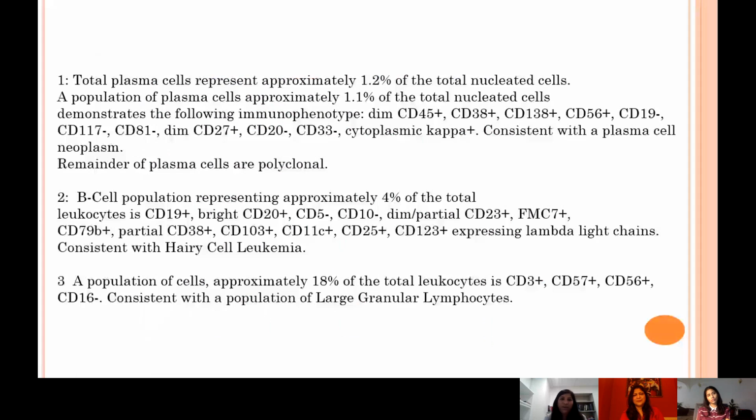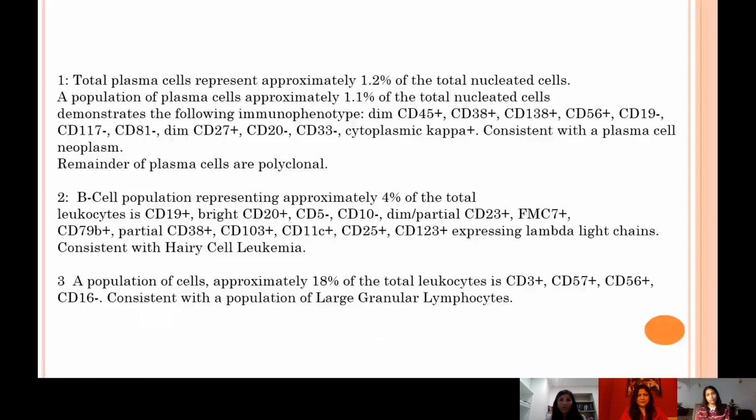So this patient had pancytopenia, and then he had lymphocytosis, and those lymphocytes were very different looking from each other. Flow cytometry showed these kinds of phenotype. First population was approximately 1.1%, showed CD45 dim, CD38 positivity, CD138 positivity, and these cells were negative for CD20, and were cytoplasmic kappa chain restricted. So the diagnosis of plasma cell neoplasm was made in this one.